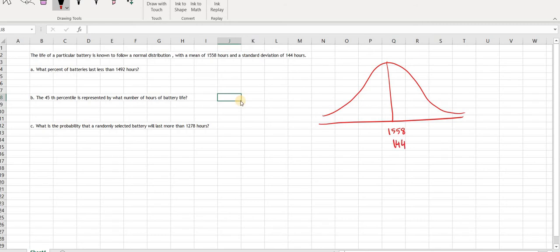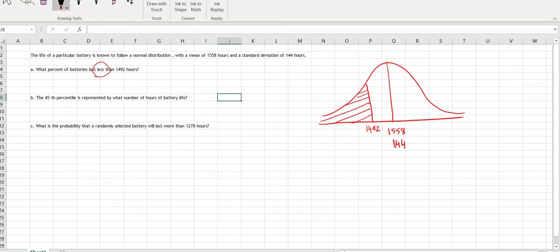The first question asks, what percent of batteries last less than 1492? So 1492 is approximately here, and I want to find the percent. Percent in a normal distribution is basically the area under the curve to the left of a number, because this says less than. So this is the area under the curve to the left of 1492, because the question says less than that number. That is the percent I'm looking for.